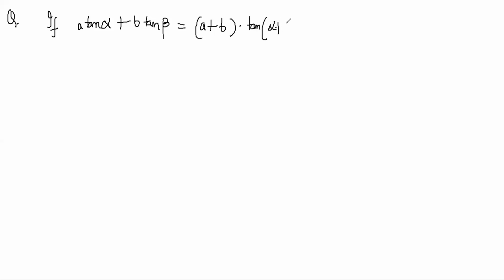If A tan alpha plus B tan beta is equal to (A plus B) into tan of (alpha plus beta) by 2, where alpha is not equal to beta, prove that A cos beta is equal to B cos alpha. Okay, A cos beta is equal to B cos alpha.